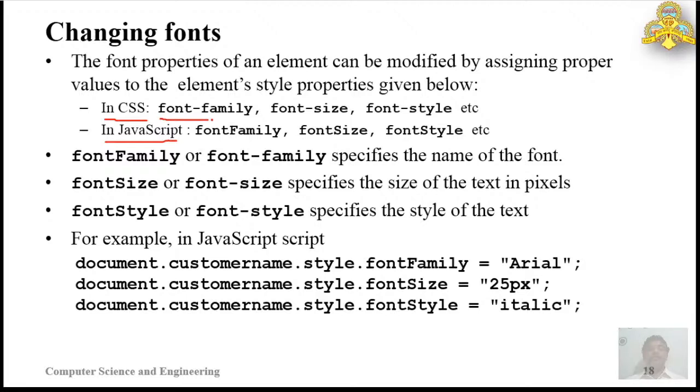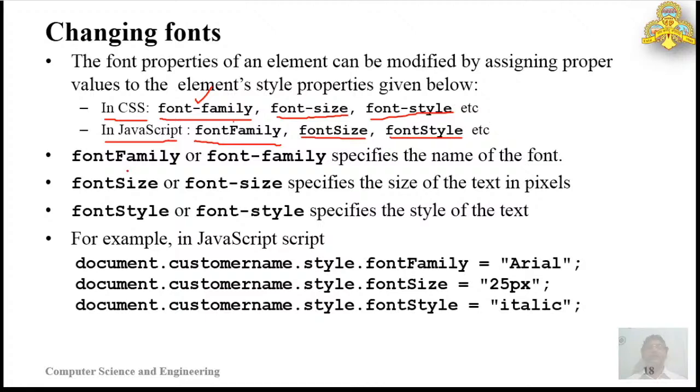For example, the font family is written in CSS, cascaded style sheets, like this. The same property is mentioned like this in JavaScript. In CSS there is a hyphen and all letters are in lowercase, whereas in JavaScript it follows Java's standard. So words are joined together, and from the second word onwards the first letter of each successive word is uppercase. Likewise, font size in CSS we write like this, and in JavaScript like this, and font style is written like this. So while writing the event handler in JavaScript, we should be careful about these writing styles.